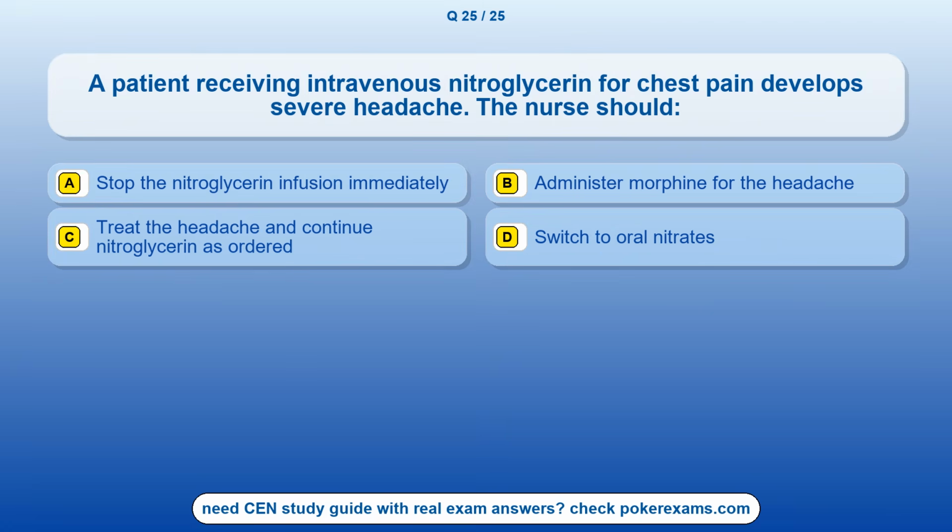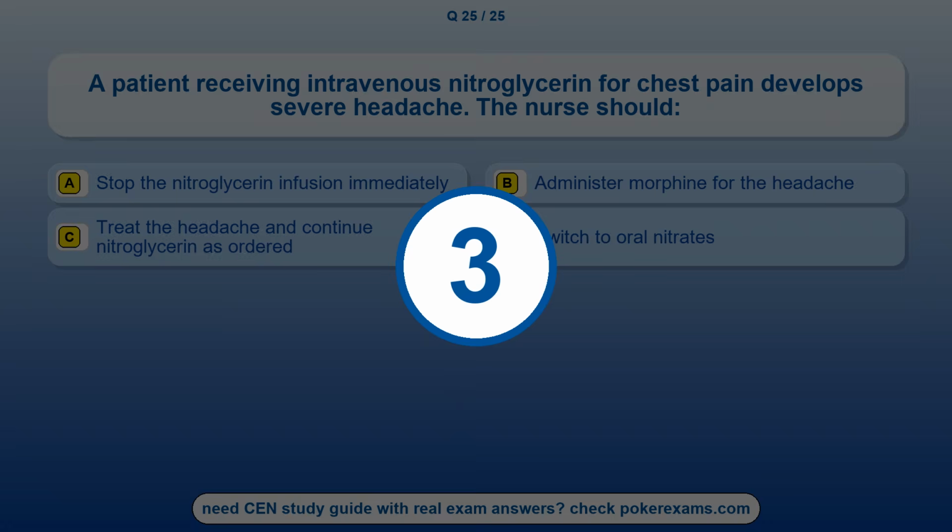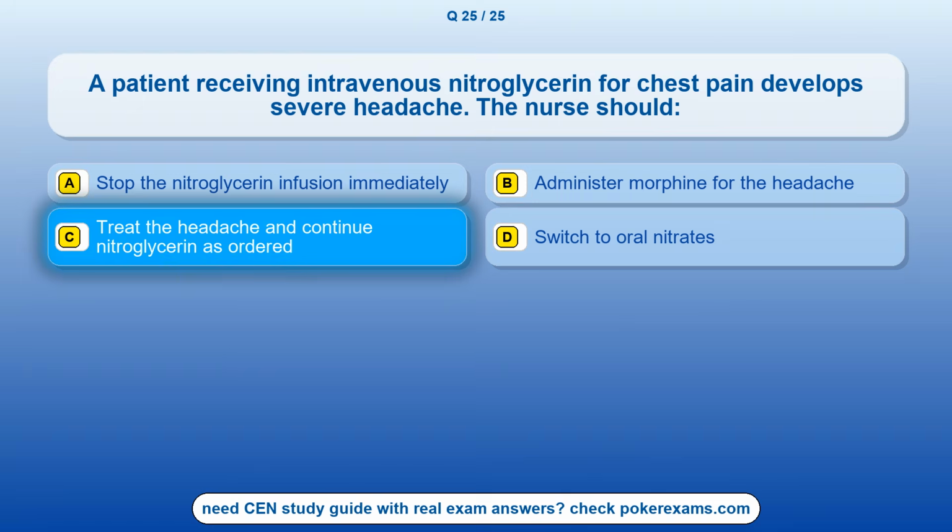Question 25. A patient receiving intravenous nitroglycerin for chest pain develops severe headache. The nurse should: Option A, stop the nitroglycerin infusion immediately. Option B, administer morphine for the headache. Option C, treat the headache and continue nitroglycerin as ordered. Option D, switch to oral nitrates. The correct answer is option C, treat the headache and continue nitroglycerin as ordered.